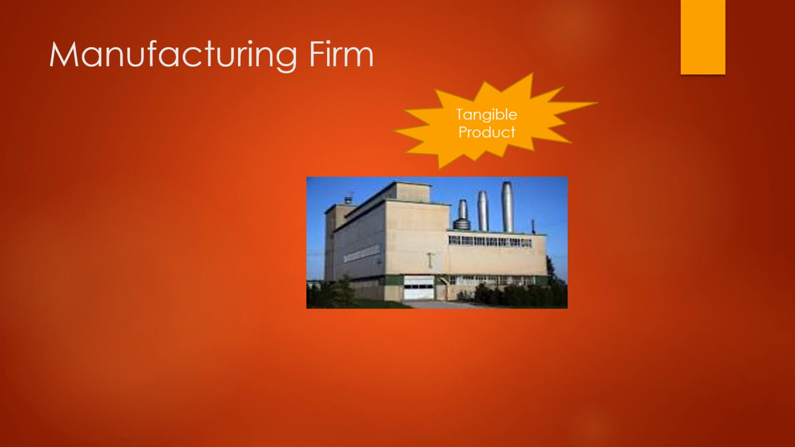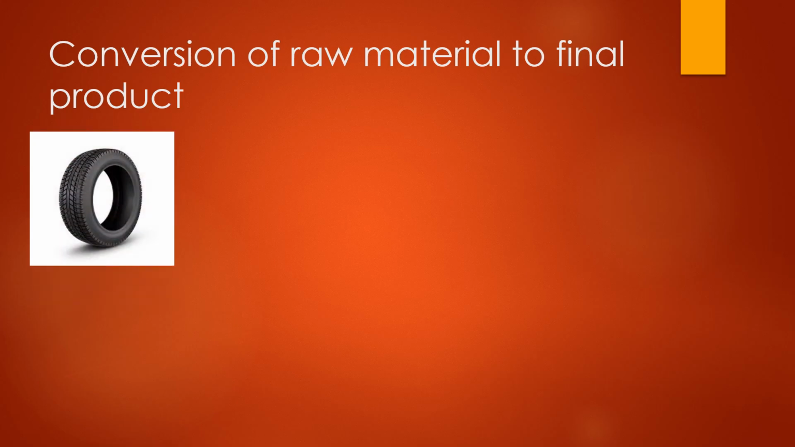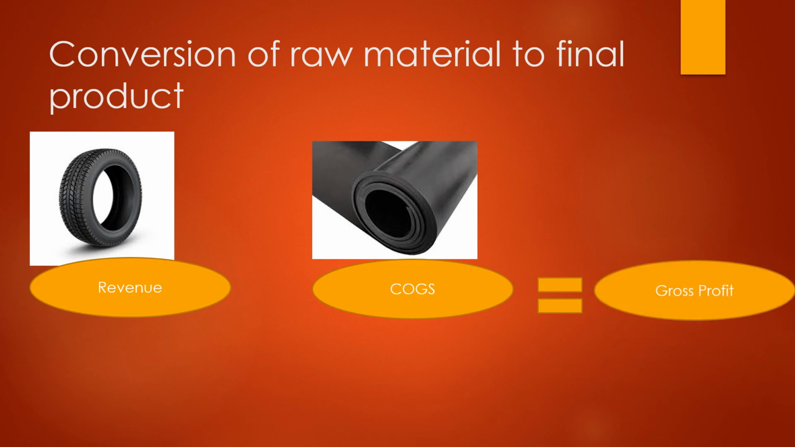For example, this tire, this is a tangible product. I can convert my raw material into this final product, which is a tire, and from here I will get what is known as revenue. Now, what is the raw material for a tire? Most of us know this. It is rubber sheets. So what I am going to do now is call this cost of goods sold, and the difference between both of them is gross profit.